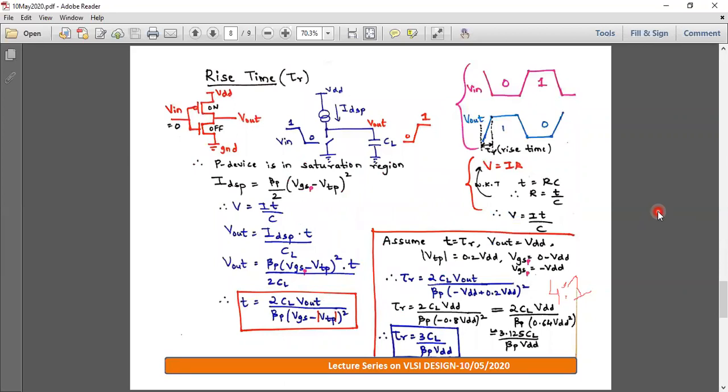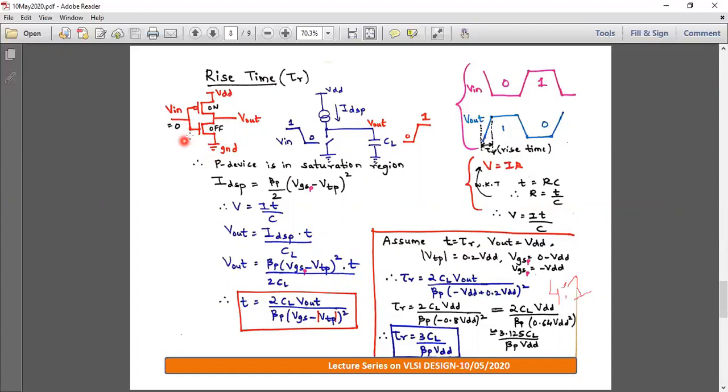So rise time. Rise time is associated with the P device, whereas fall time is related to the N device. In rise time, the output node rises to VDD, that is, the capacitor charges to VDD. Whereas in fall time, the output discharges to 0. That is, the output falls to 0.